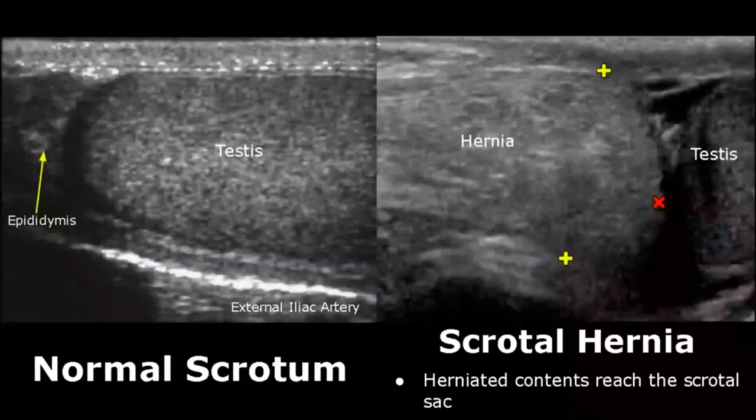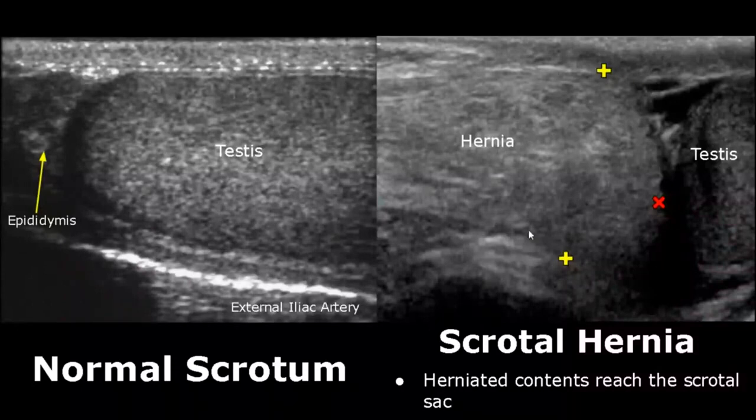This is an image of a normal scrotum, and over here we see a scrotal hernia. The herniated contents reach the scrotal sac. Using Valsalva maneuver will make the hernia more apparent, causing the herniated contents to move further into the scrotal sac.